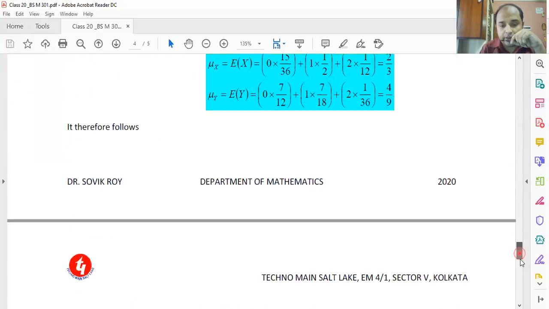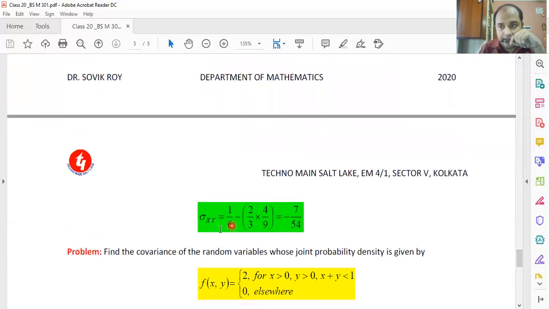So according to the formula, the covariance will be the difference of these two quantities. So we are writing mu 1 prime's value as 1 by 6, and we are taking the product of 2 by 3 and 4 by 9, and ultimately we are going to get minus 7 by 54. Sigma xy is not probability, so the result can be minus. But this has a very beautiful physical interpretation, which I am going to discuss in the next class.